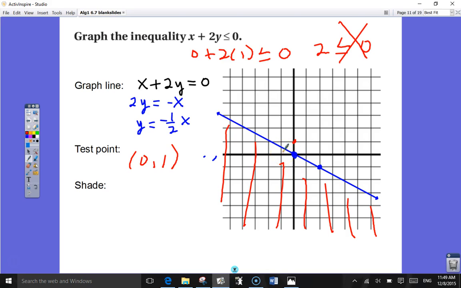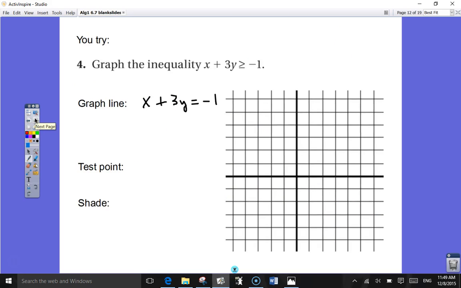So first you graph the line, then you decide whether the line is solid or dashed. Then you test a point and shade accordingly, right? So you guys try that one.